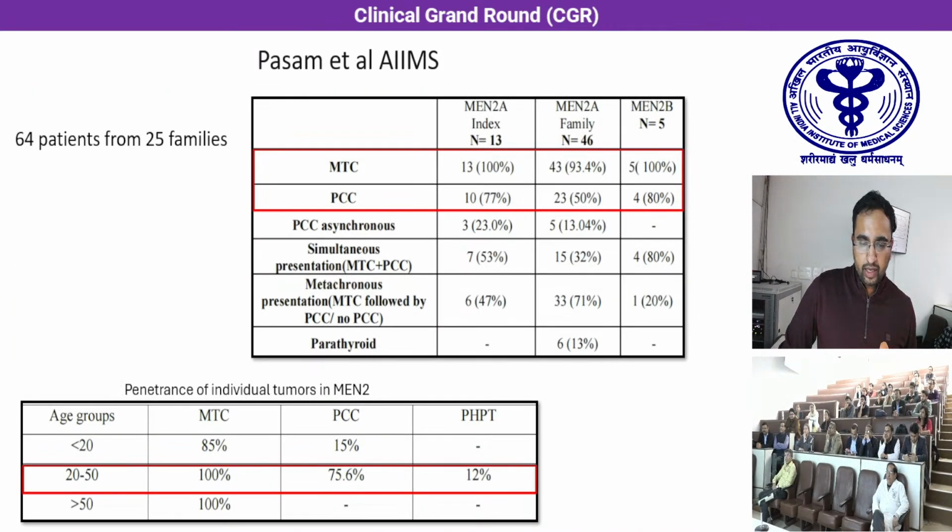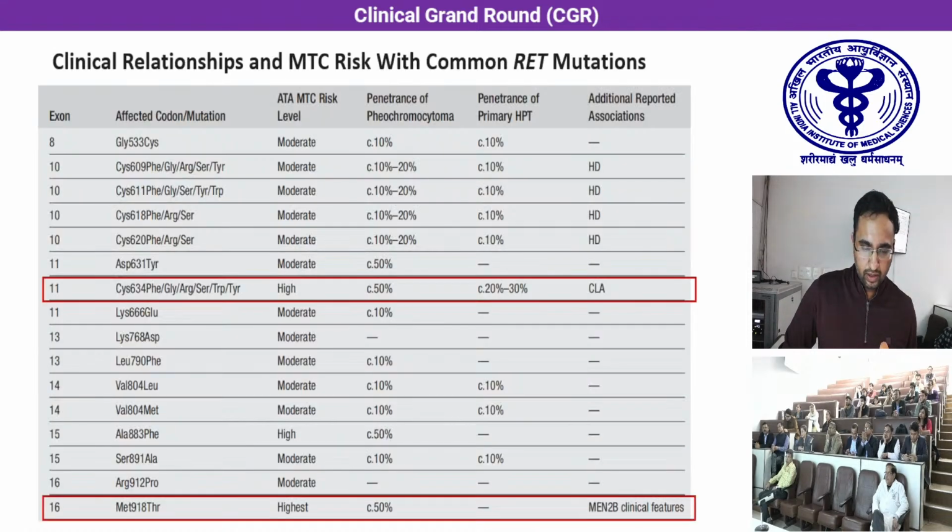As per the data from AIIMS, in a study done by Passi et al. in 64 patients from 25 families, medullary thyroid carcinoma was seen in 100% of the index patients, and 77% of the index patients had pheochromocytoma. However, in the families of MEN2 patients, 93% of the patients had medullary thyroid carcinoma, compared to pheochromocytoma, which was seen in 50% of patients. However, in MEN2B patients, which were 5 in number, 100% of patients had medullary thyroid carcinoma, compared to pheochromocytoma, which was seen in 4 out of 5 patients.